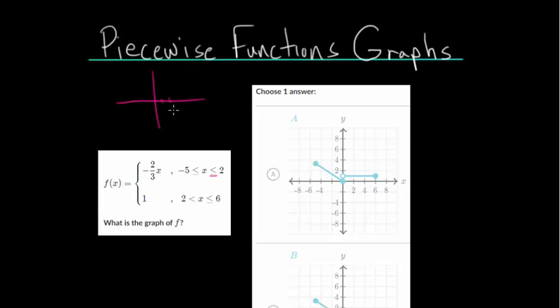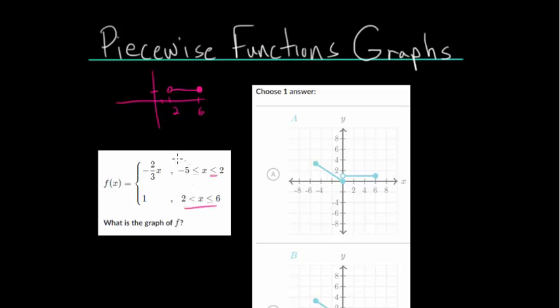So we know at 2, this is where this line of just 1 starts. And we have to put a hole there because it doesn't include the point 2, and it's just a straight line all the way to the x value of 6, but we do include that point. So that's this part of the graph where it's just equal to 1 between this interval.